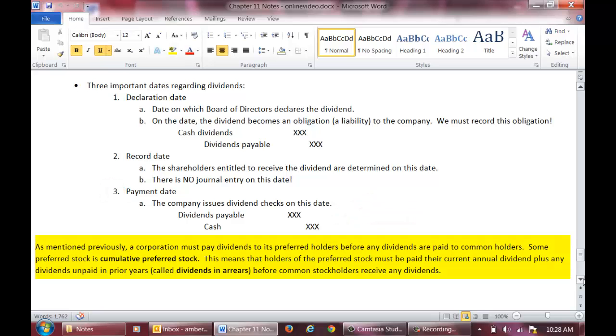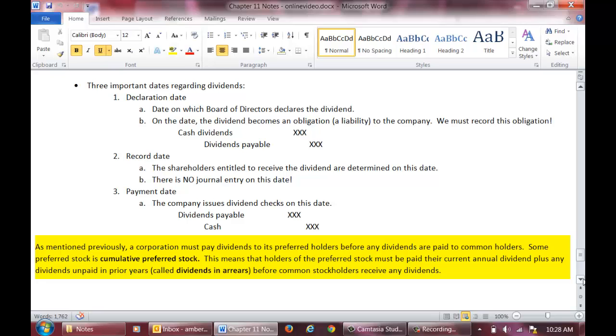As I mentioned earlier, preferred shareholders have dividend preference over common shareholders. This means that the current year dividend, based on the percentage of par, must be paid to preferred shareholders before anything is paid to common shareholders.